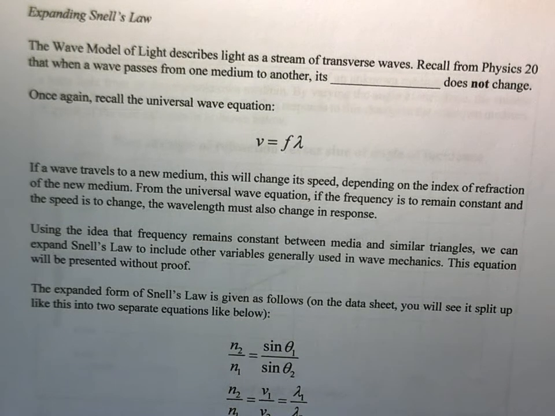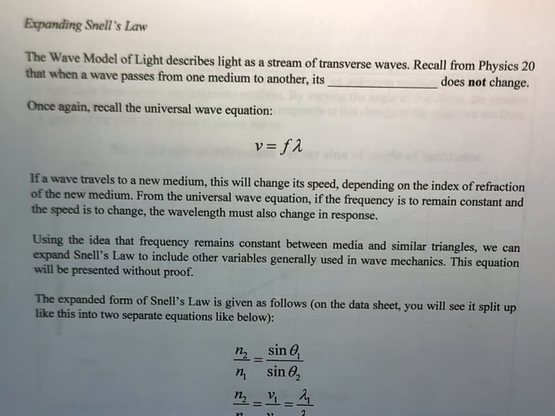So we already looked at Snell's law. We saw that sine of theta 2 over sine of theta 1 is equal to n1 over n2. But I said we would expand upon that because that version of Snell's law is a little bit limited in that it only takes into account angles relative to the normal and the indices of refraction. When we're dealing with light, we can certainly talk about speed, we can talk about wavelength. What we'd like to do is also incorporate that into Snell's law.